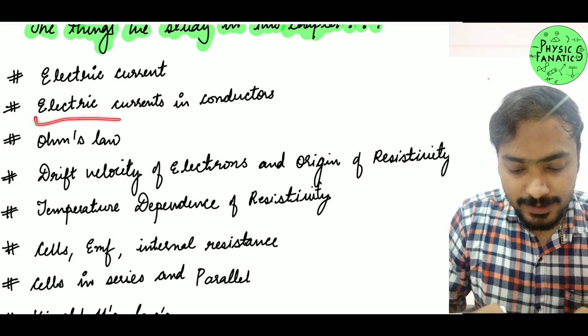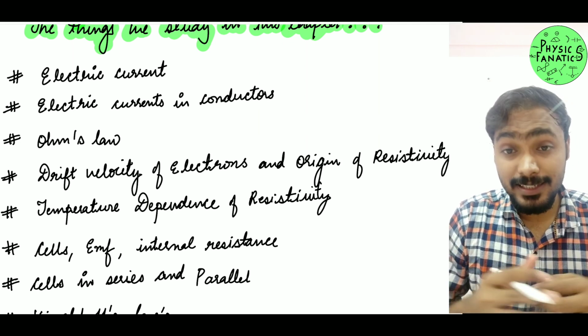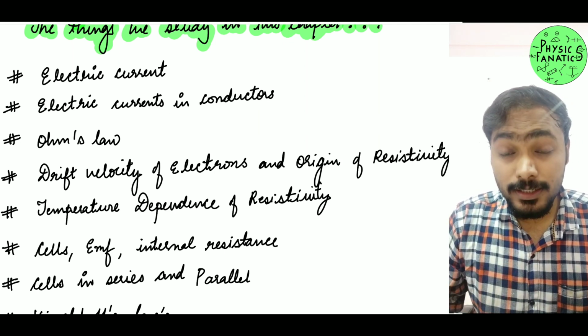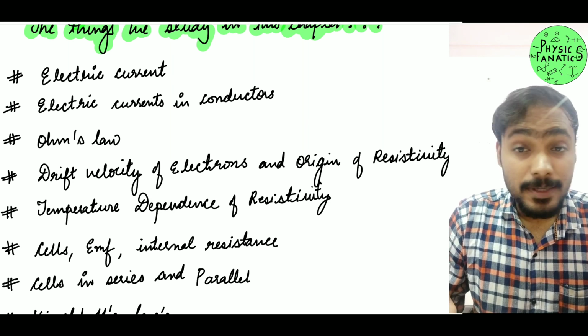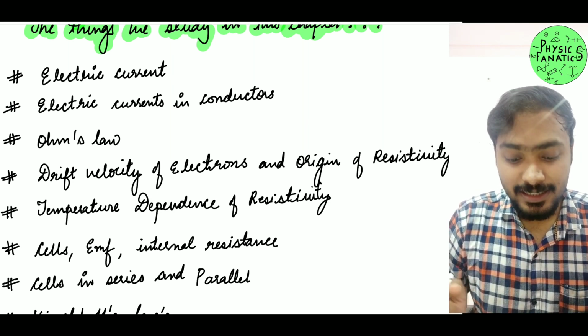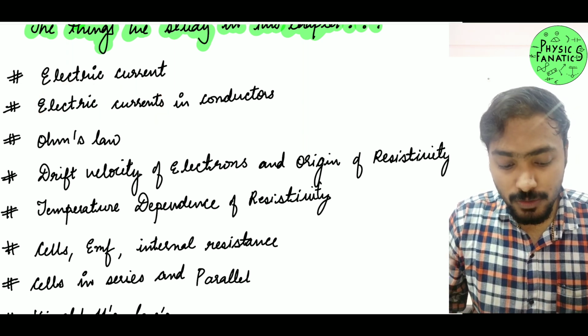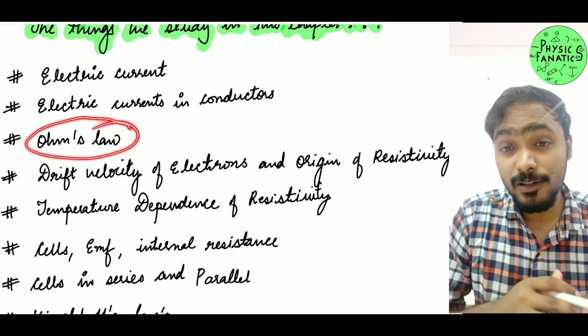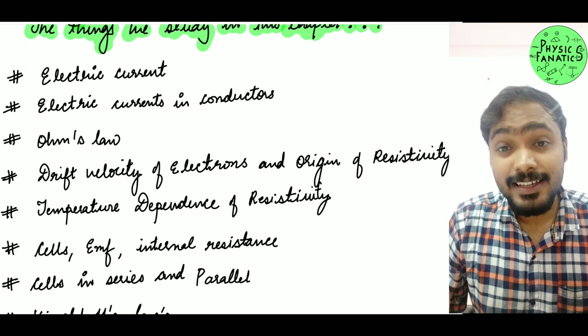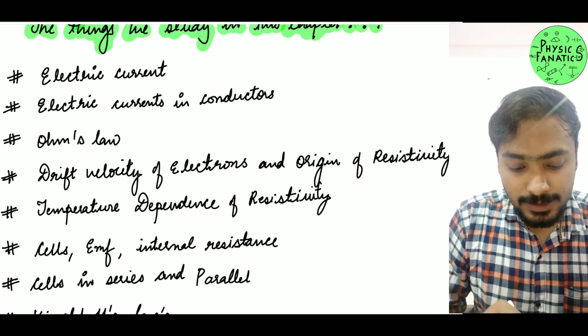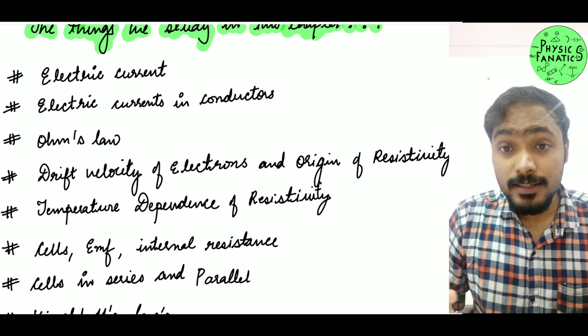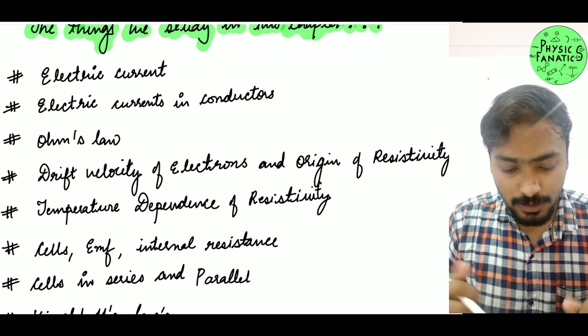Next topic is electric current in conductors. What will happen when the electric current is flowing through a conductor? We know conductors are those materials which conduct electricity. Then the famous Ohm's law, which we have already studied in our lower classes, but here we will study it in detail. We will actually derive Ohm's law.